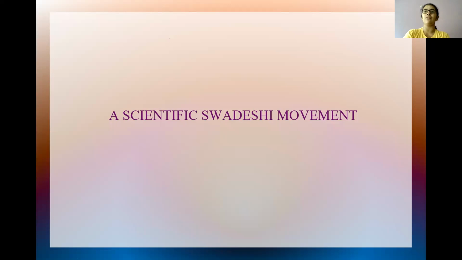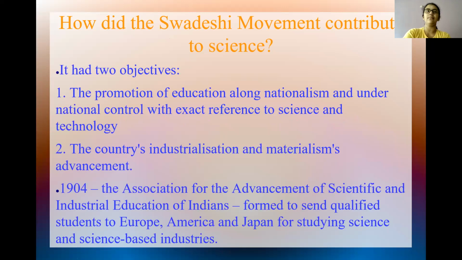It provided a lot of impetus to science, and it had two objectives: the promotion of education along nationalist lines and under national control, with exact reference to science and technology. It also wanted the country to be industrialized, and the material that was there in the country, it wanted that to be advanced.